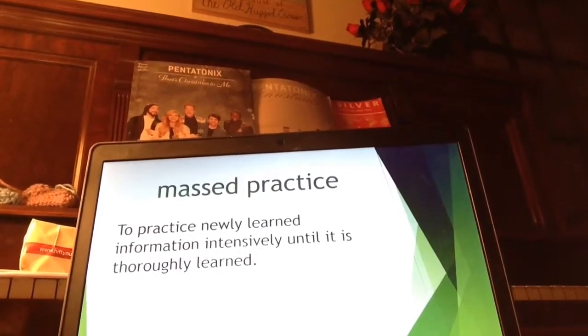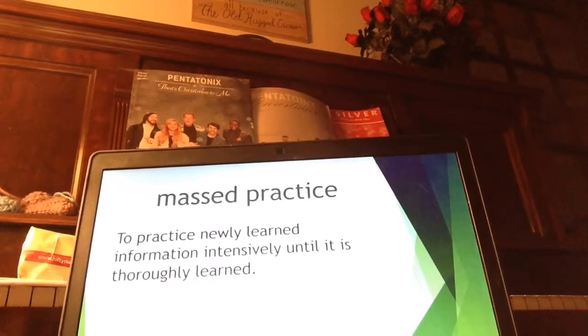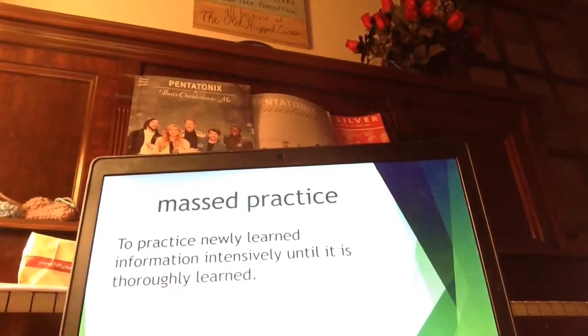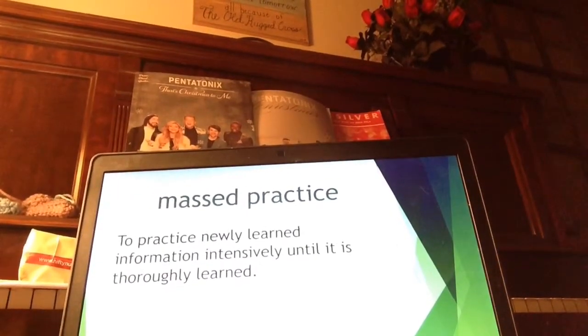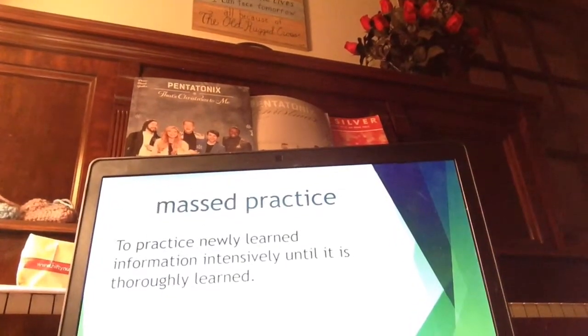Massed practice is to practice newly learned information intensively until it is thoroughly learned. So that would be your repetitive, over and over, intensely learning things over and over and over.